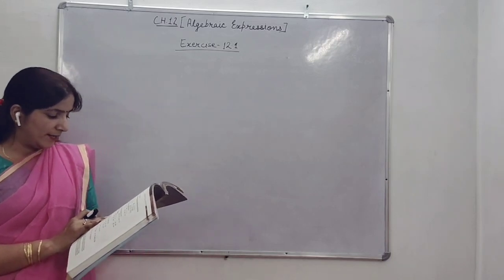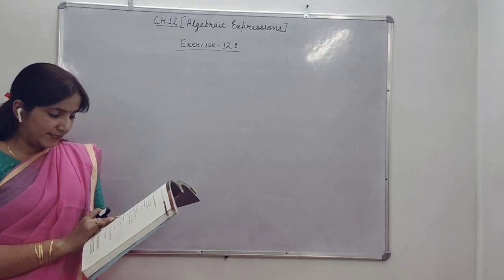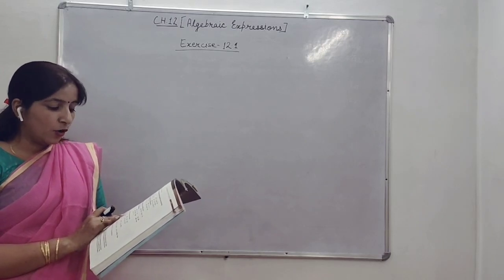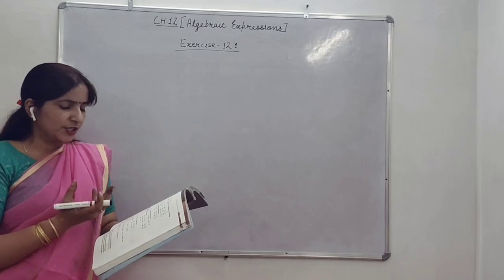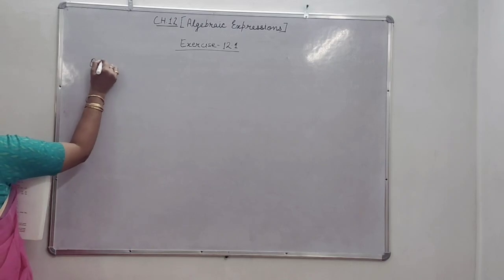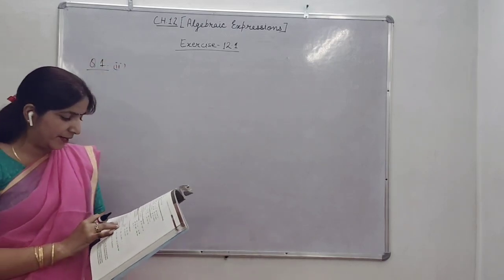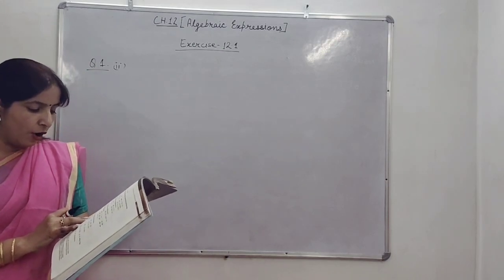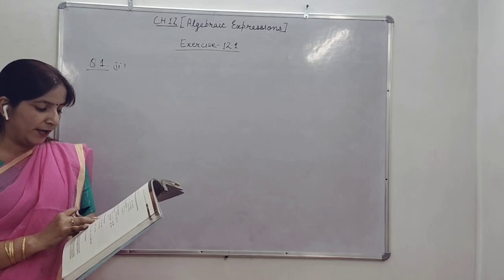Question 1 is: get the algebraic expressions in the following cases using variables, constants and arithmetic operations. We just need to write the expression. So for question 1, I am doing the second part for you first of all. The second part is 1/2 of the sum of numbers x and y.